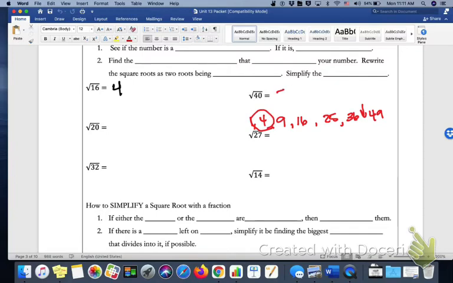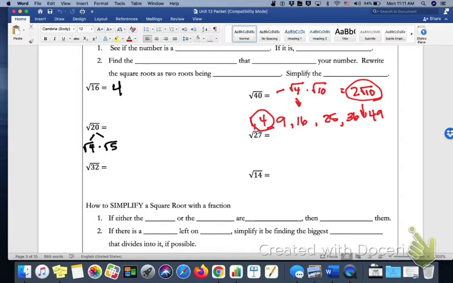So we're going to split this and say the square root of 4 times the square root of 10. I chose 4 and 10 because 4 times 10 equals 40. Now I can simplify the square root of 4 to be 2. And we can't simplify the square root of 10, so our answer is just 2 square root of 10.